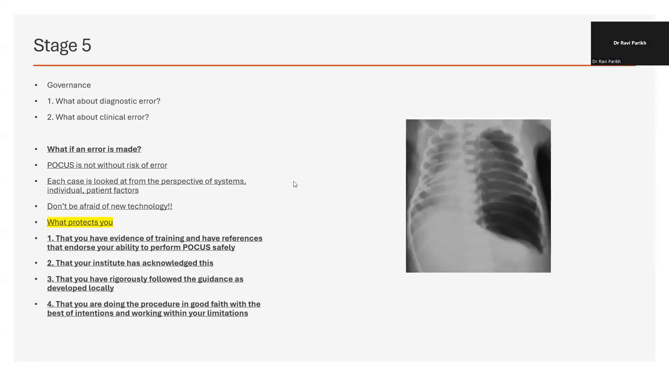Just want to highlight one last thing. When you're practicing lung ultrasound in your unit, you might have colleagues who come and really ask you, well, you know, you're doing lung ultrasound, you've written your guideline. What if you make a mistake? Because really, the question from your perspective is, you're using a new diagnostic modality with a training that, from our perspective, has been obtained through a course.